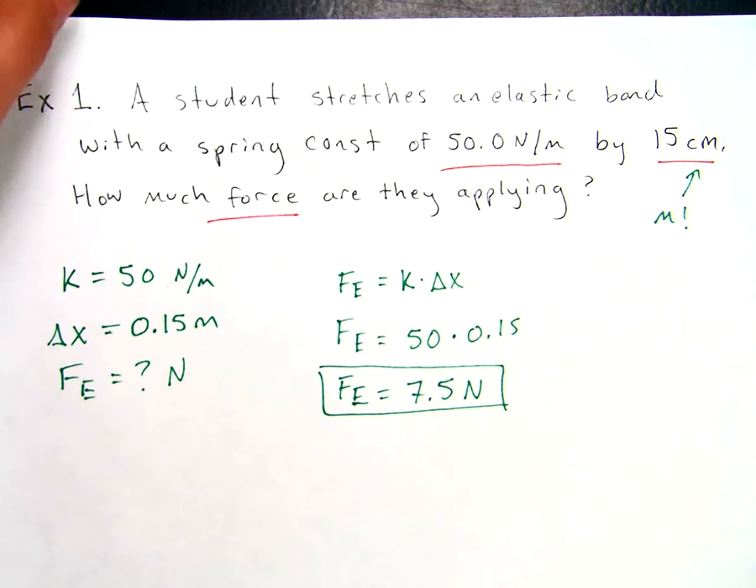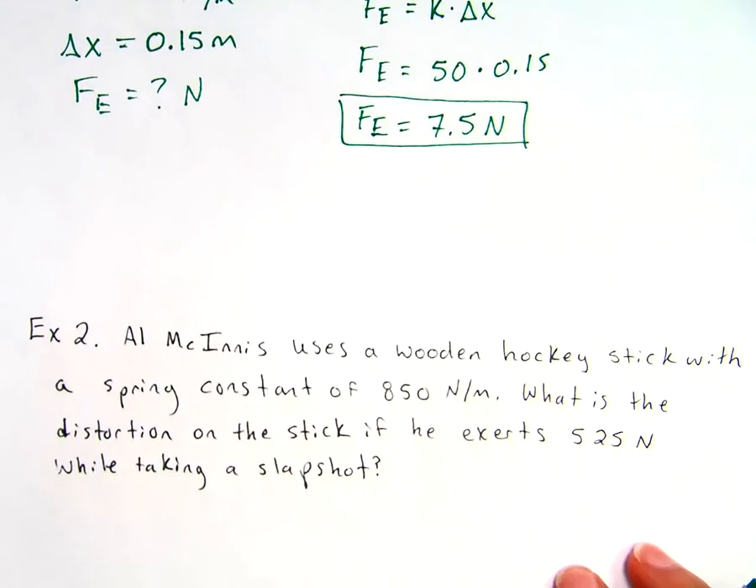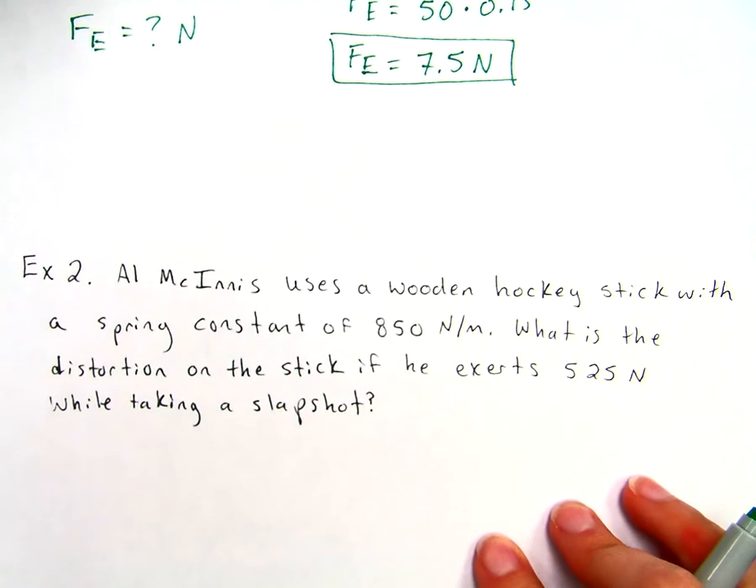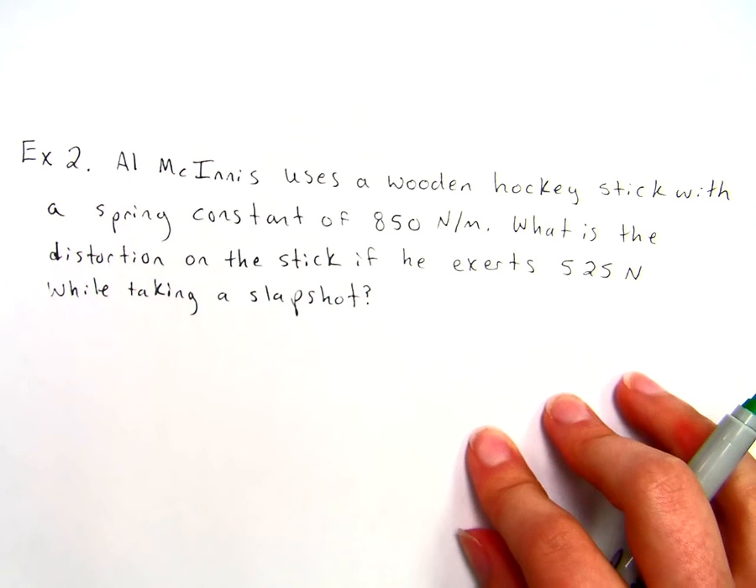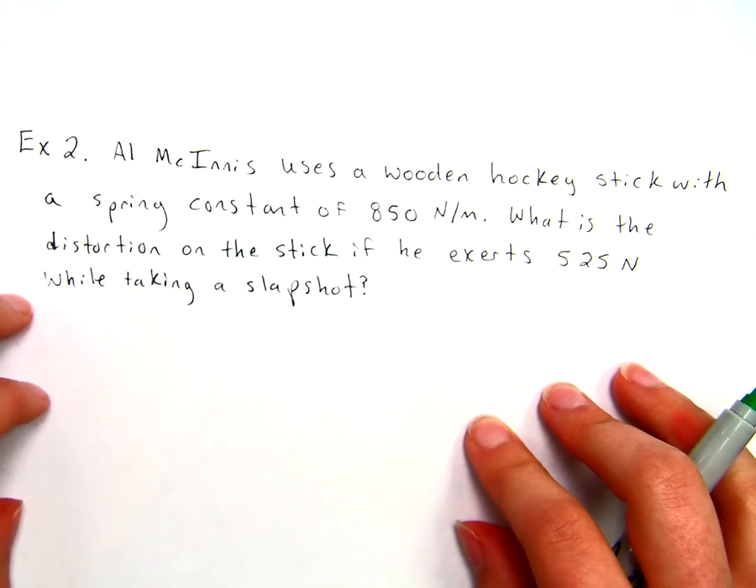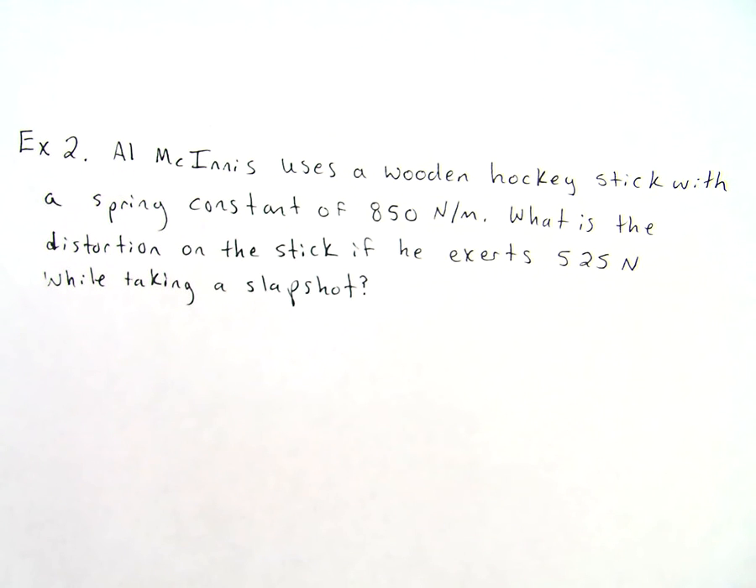Our next example is with that hockey stick. Now, this is something new that I learned this year: hockey players will actually hit the ice and bend their stick back before hitting the puck. So it builds up the energy inside the hockey stick. So here we have Al McGinnis. He's a retired Canadian hockey player. He's going to use a wooden hockey stick with a spring constant of 850 newtons per meter.